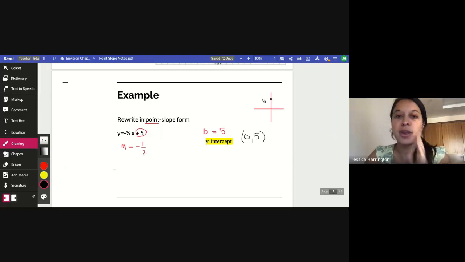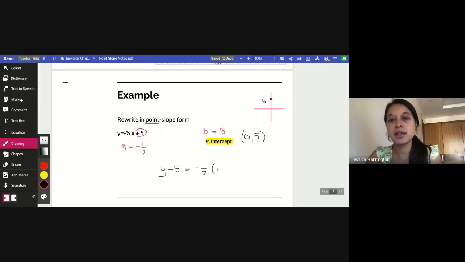Right? So now I have the two things I need to write it in point slope. I have my slope and I have my point. So let's write it. y minus, well, what's y1? 5. Equals m, the slope is -1/2, parentheses, x minus x1. Well, what's x1? It's just 0. So x minus 0. So again, I can simplify it and you would end up with this. y minus 5 equals -1/2 x, because x take away 0 is just x. So you could rewrite it like that. Both of these are correct.